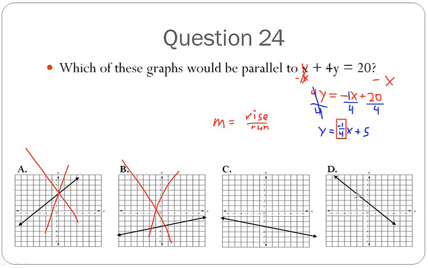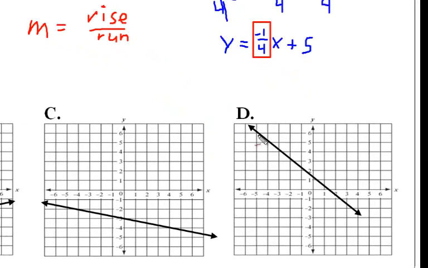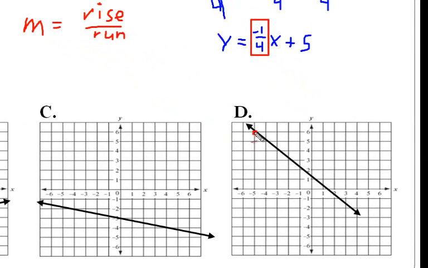So for example, let me try this one over here. I'm going to pick, let's say, this point here. And I'm going to rise negative 1, so I'm going to go down 1. And I'm going to run 4. 1, 2, 3, 4. Okay. I'm no longer on the line, so this doesn't have a slope of negative 1/4.